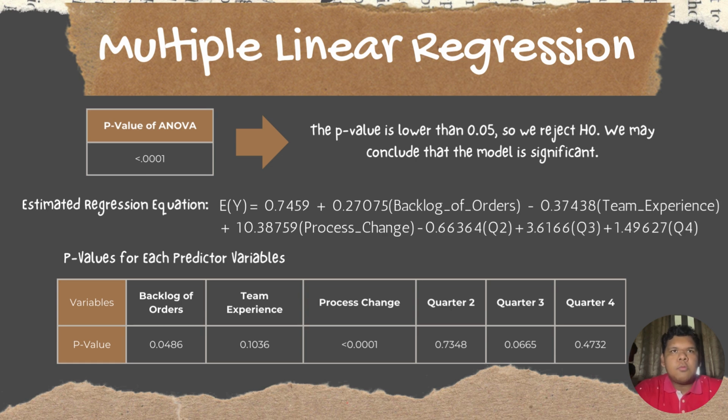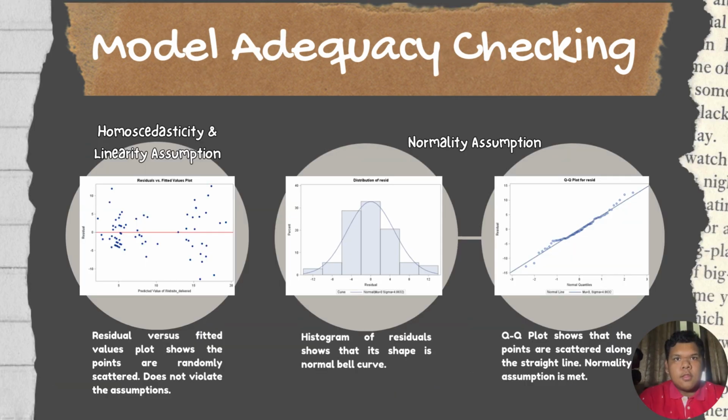For the p-values for each predictor variable, which are the x variables, we can conclude that only backlog of orders and process change are significant in influencing the number of websites delivered, since the p-value is lower than 0.05. The second one is model adequacy checking.